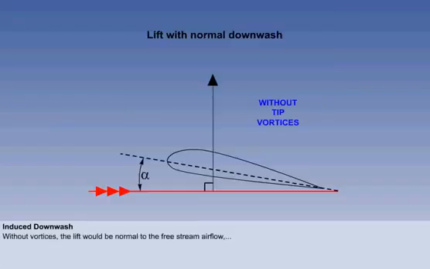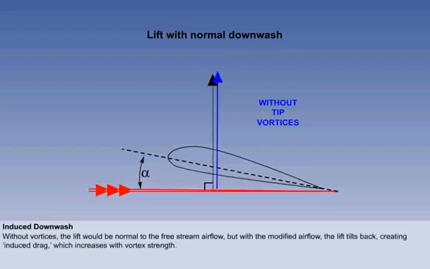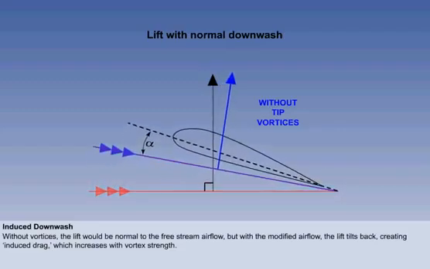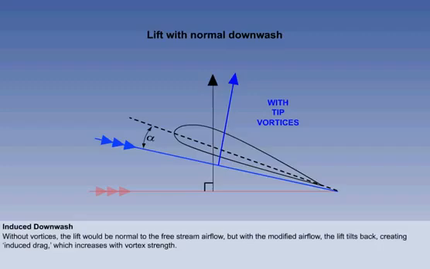If the vortices were absent, the lift vector would be at a right angle to the free stream relative airflow. But with the effective airflow created by the vortices, the lift vector is tilted back and creates drag, known as induced drag. The stronger the vortices are, the greater is the induced drag.